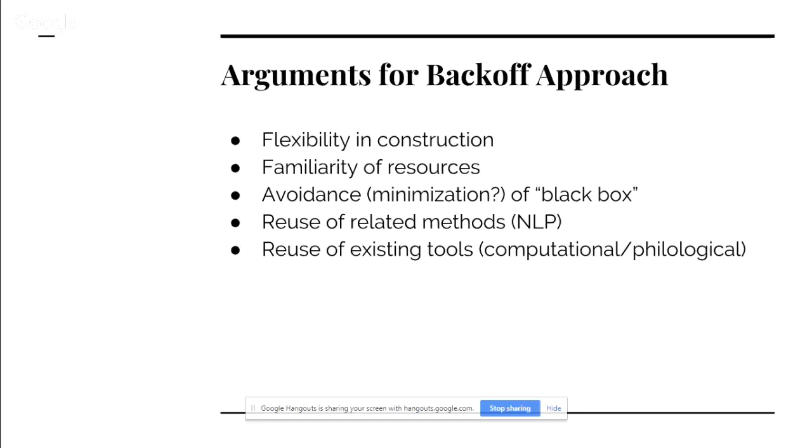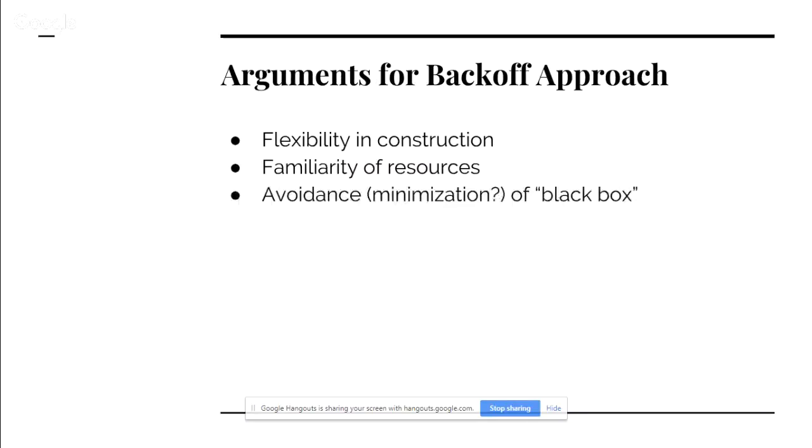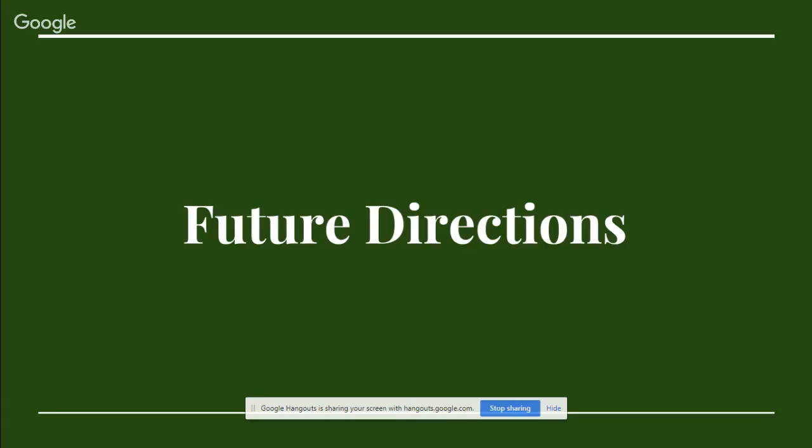So recently I've spent quite a bit of time writing wrappers for other lemmatizers that can then be added to a backoff chain. And that's what you saw here, the lemmatizer 5 here is a Morpheus web server lemmatizer, right? Perseus has a web server to look up Greek forms. I don't want to ignore all the decades of good work, right? But I can do it in a way that it becomes one of the blocks in the lemmatizer. Okay, so I wrote this wrapper for Morpheus.